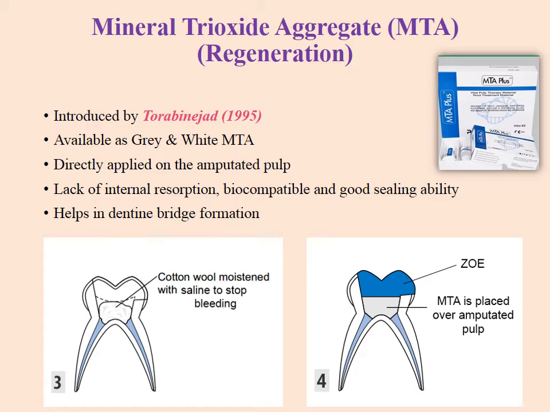In the MTA procedure, the steps are: once you amputate the coronal pulp, cotton moistened with saline is placed on the amputated pulp to stop the bleeding. Once the bleeding stops, the MTA is placed over the amputated pulp. After the placement of the MTA, zinc oxide eugenol is placed, after which a stainless steel crown can also be placed.